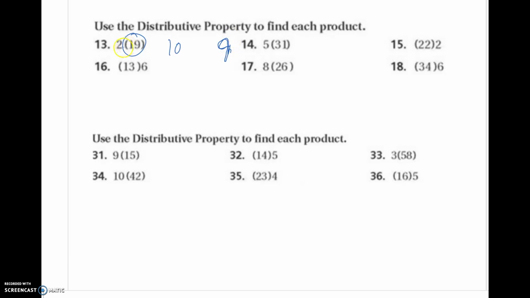Second step is to multiply it. Well, so we'll keep our 2 here. So 2 times 10 and 2 times 9. 2 times 10 is 20. 2 times 9 is 18. And our third step is to add those two new products together. So 20 plus 18 gives us 38. If you check that on a calculator, 2 times 19, our first problem, we get 38. So 38 is correct, all right?